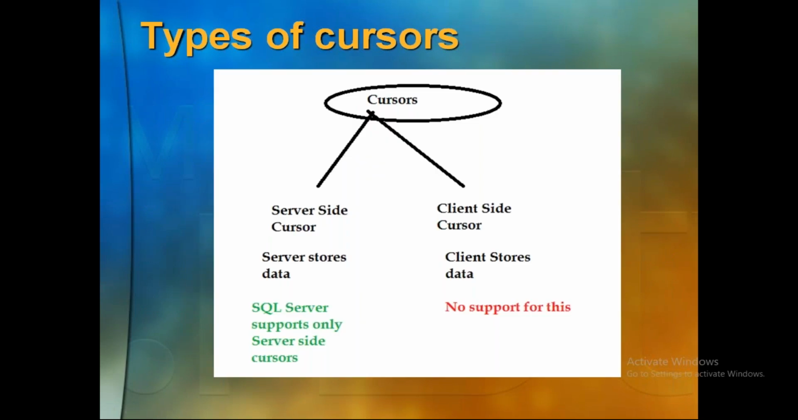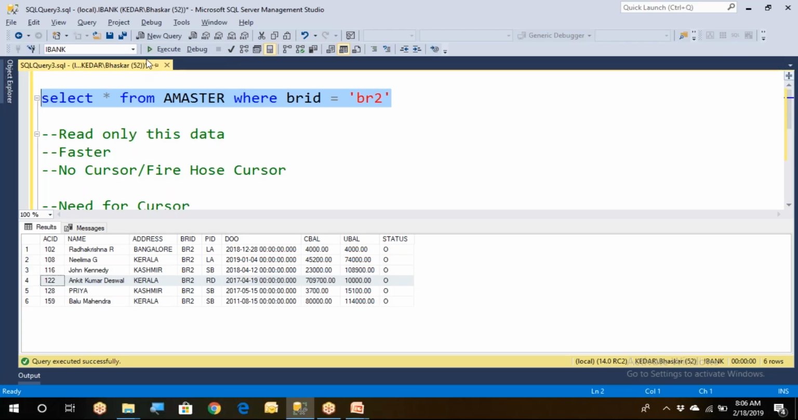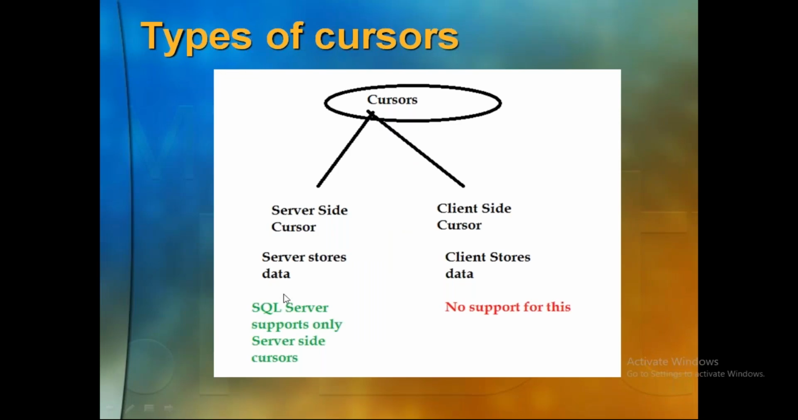Now we have two types of cursors in this world. One is called server side cursors. The second one is called client side cursors. Whatever the data is because of the query, all the data is going to be stored on the server side only. Server side means I'm talking about the SQL Server side. Where is it going to be stored? It's going to be stored in the tempdb database. So when you store data in the tempdb database, that is called a server side cursor.